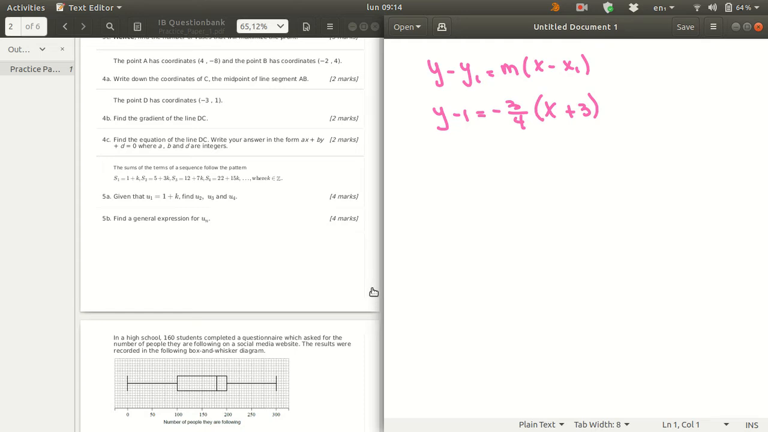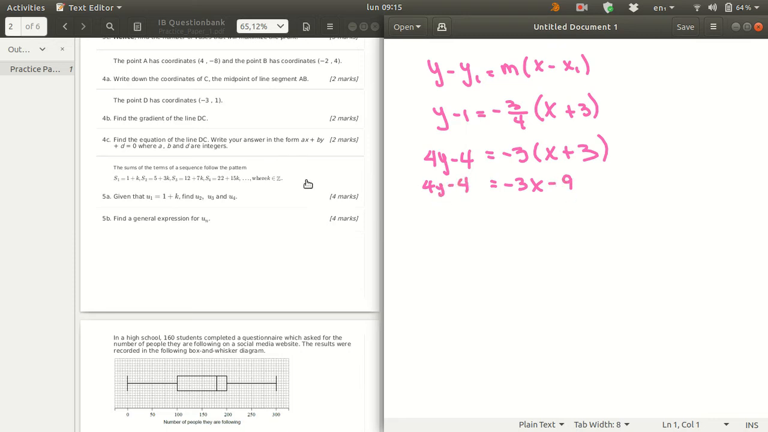Okay? So now I can multiply. I want to get rid of the 4, so I'm going to multiply everything by 4. So I would have 4y minus 4 is equal to -3, and then the 4 cancels with this factor, so x plus 3. Okay, so let's distribute this here. -3x minus 9 is equal to 4y minus 4.